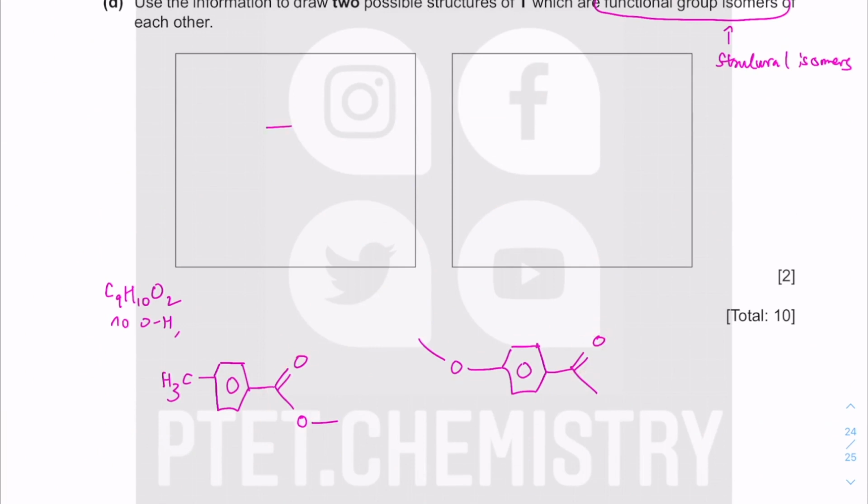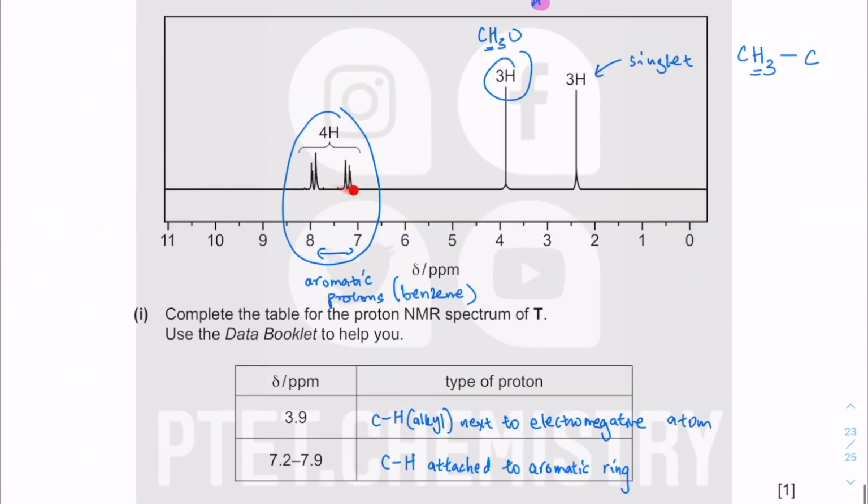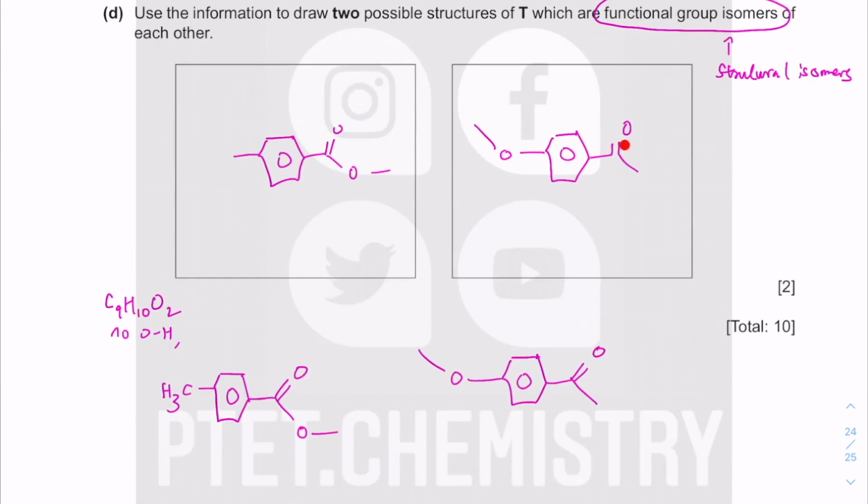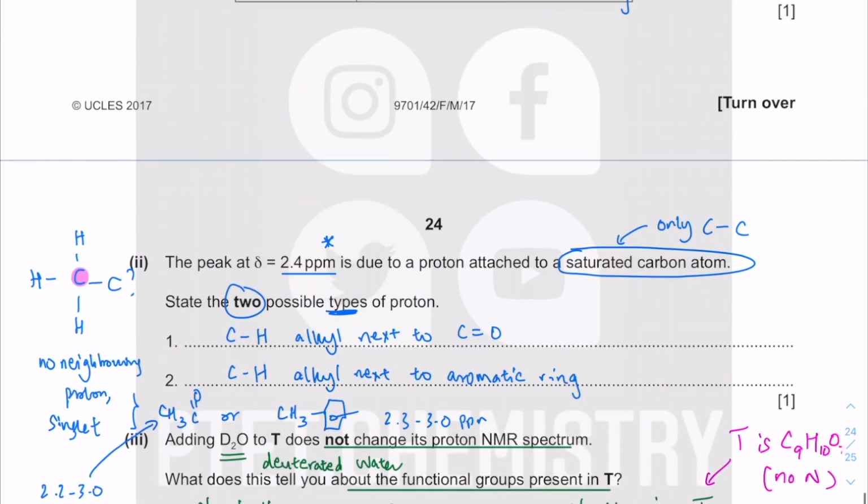Alright, it's a suggest question, so I wouldn't be worried if you can come up with a different answer. As I said, the position of the substitution shouldn't matter that much. You could have the ketone here or here, as long as you have 4 aromatic protons consistent with whatever has been shown in the NMR spectrum. These are the CH3 next to CO, and these are the CH3 next to an aromatic ring, as the 2 possible types of protons for this particular signal.